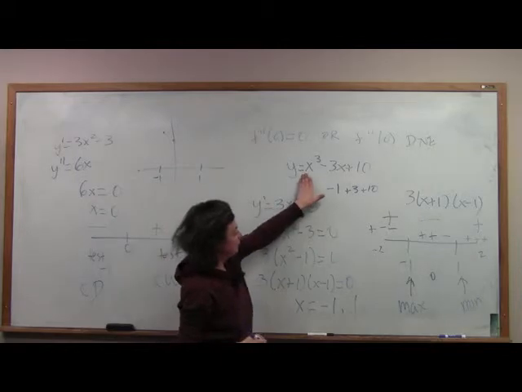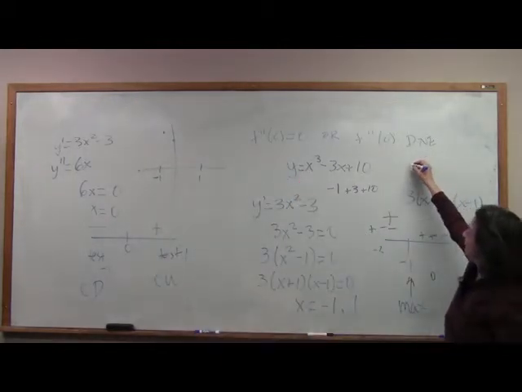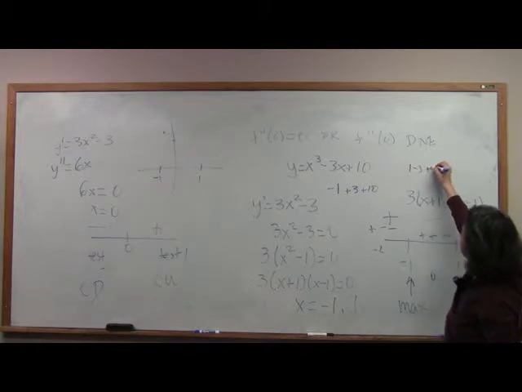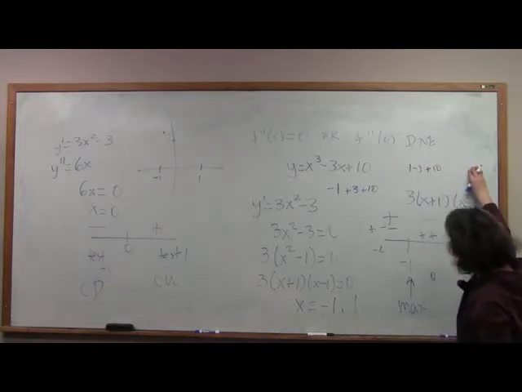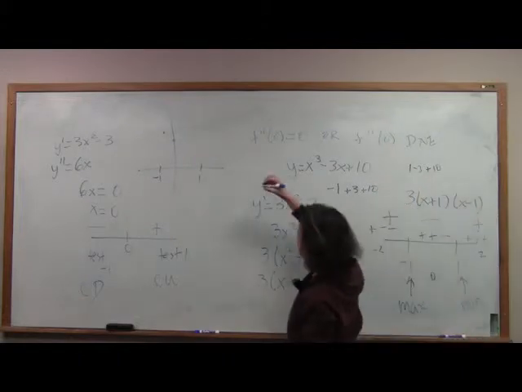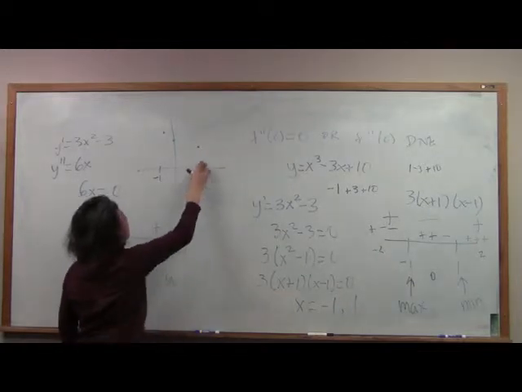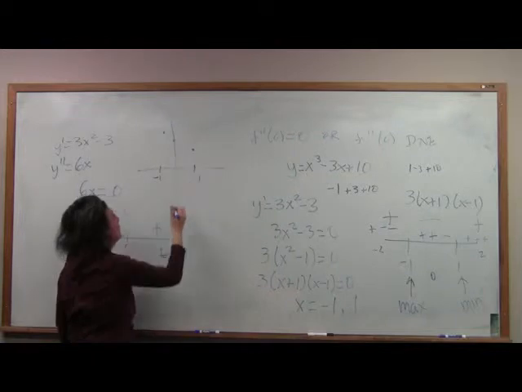And if I plug in a +1, because that's my other critical point, I get 1 minus 3 plus 10. And what do I get out of there? Well, 1 minus 3 is -2, plus 10 is 8. So it's still fairly big. This is so not drawn to scale. Sorry about that. All right.